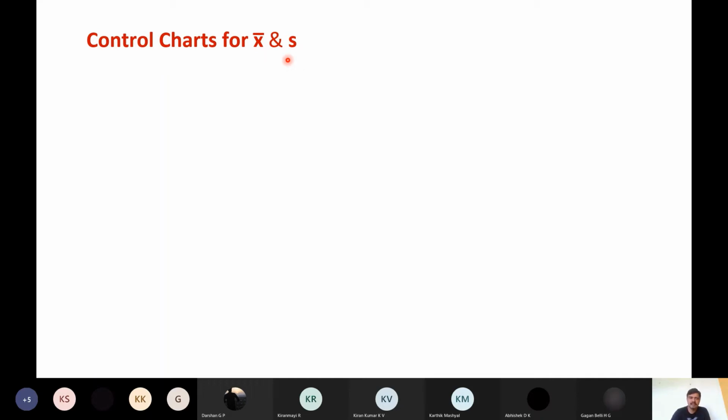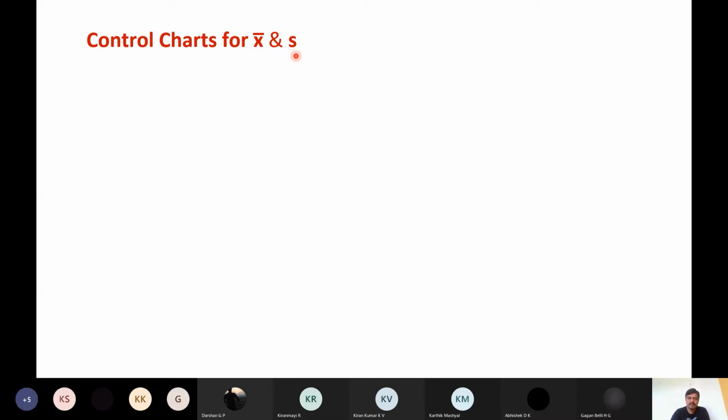Okay, in case of X bar and S, for X bar here also we are considering the sample average. We are going to add all values within a sample or within a subgroup, and we are going to divide it by the sample size, that is n. Okay, we will get X bar and we are going to plot those values on the chart.